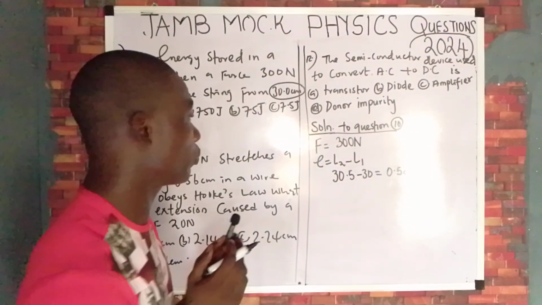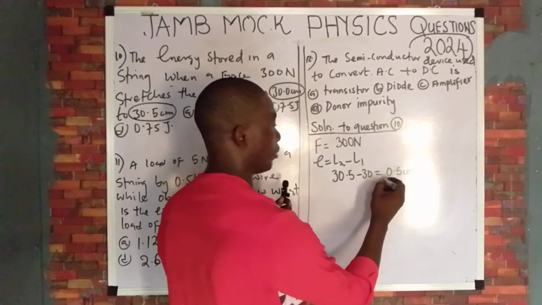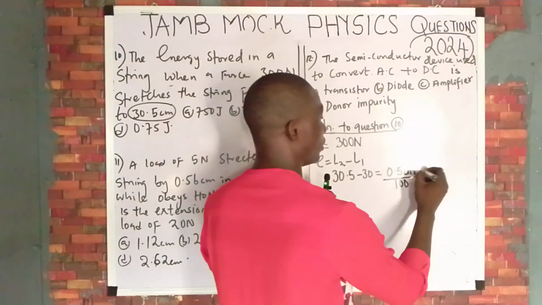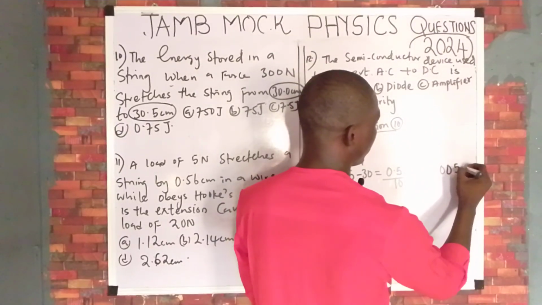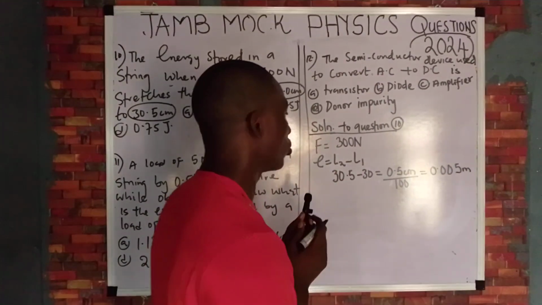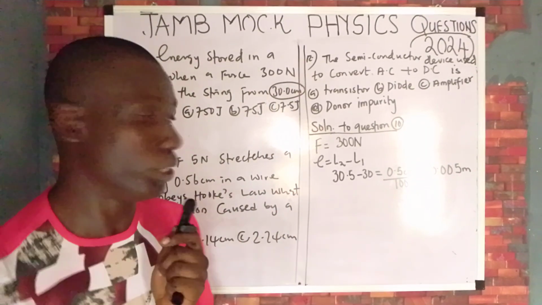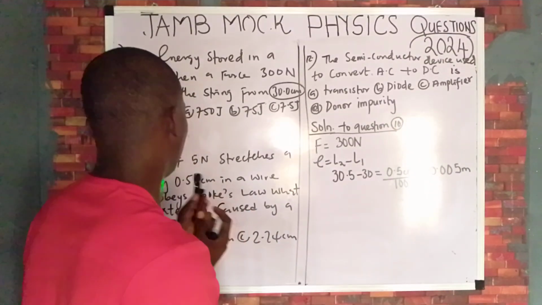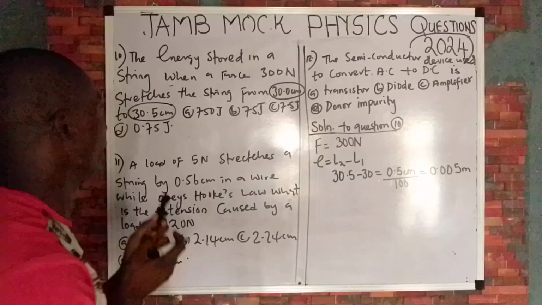Please remember that we don't solve in centimeter, we solve in meter. So we have to convert to meter by dividing with what? 100. And that will give us 0.005 meter. Are we together? So we have converted it now from centimeter to what? To meter.